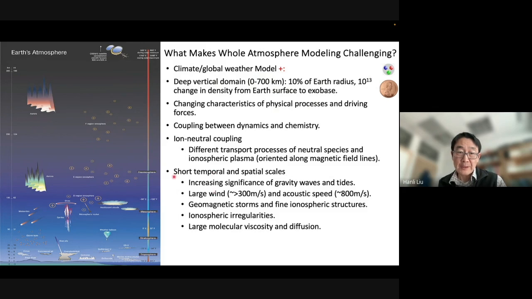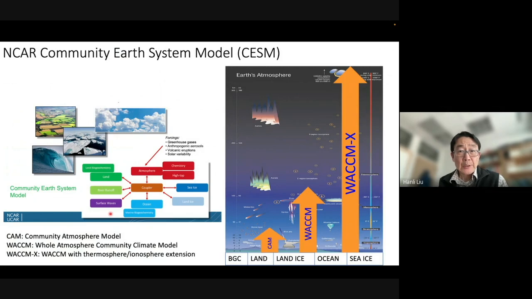Another very distinct feature higher up is that usually the temporal and the spatial scale can be much shorter or smaller, and things are faster. So for a whole atmosphere model, you need to take all that into account and be able to account for all those different processes. So the model we're working with is the NCAR Community Earth System Model, CESM.